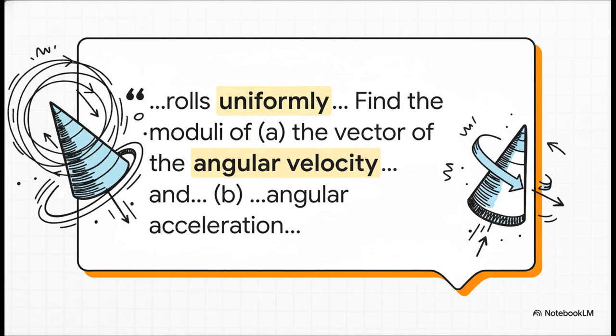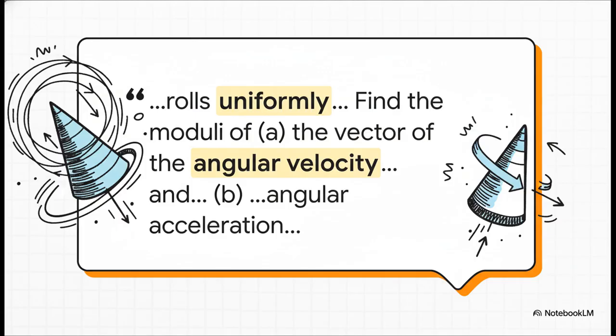So here it is, the problem in all its glory. Now, the two phrases you absolutely have to lock onto are rolls uniformly and without slipping. These aren't just descriptions, they are the fundamental rules of the game. They give us the physical constraints we need to figure out not just the angular velocity, but also that tricky angular acceleration.